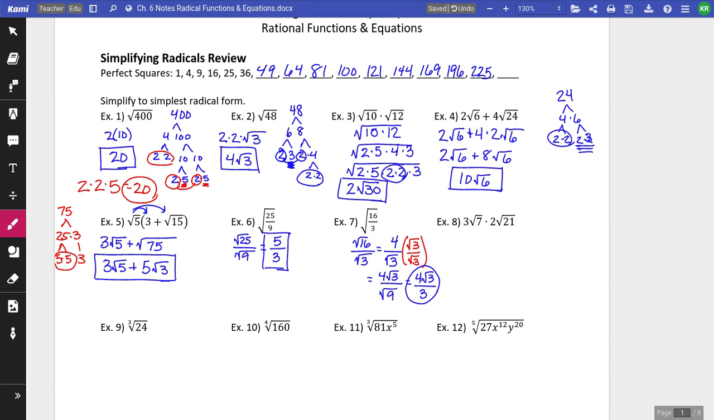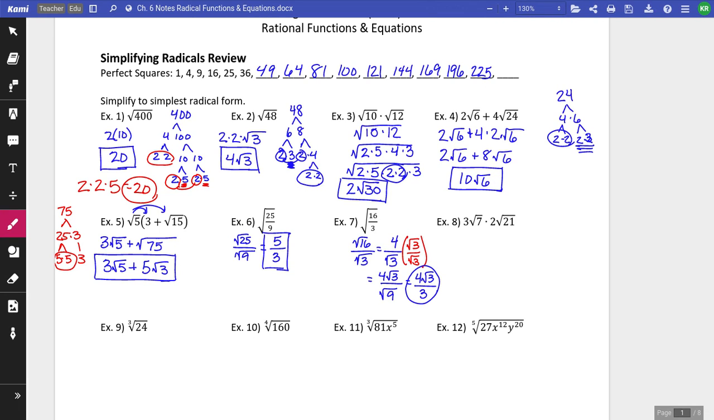Okay, number 8. Now this one we're multiplying. So again, I can multiply anything together. They do not have to match. They have to match when we're adding. They have to be like terms. But if you're multiplying, they do not need to be. Okay, so we have 3 root 7 times 2 root 21.